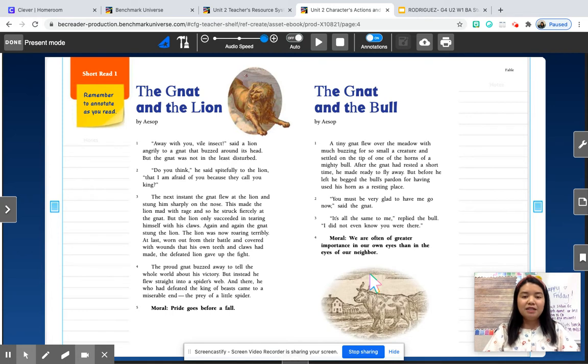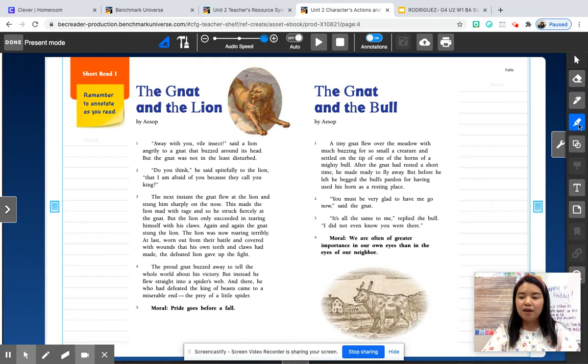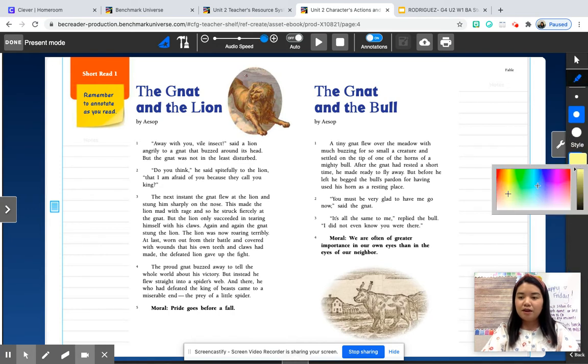Let's say you're retelling a story or trying to summarize it to somebody really quickly, about what The Gnat and the Lion is about. You want to make sure that you include these key events in that summary of yours. Okay, I'm going to start at the top with paragraph 1. I'm going to grab my highlighter real quick. I want a blue color, so I'll do that.